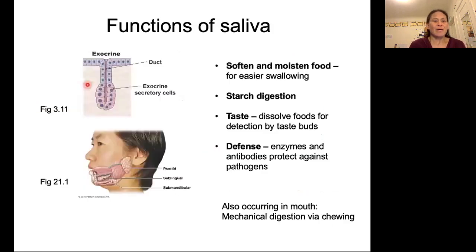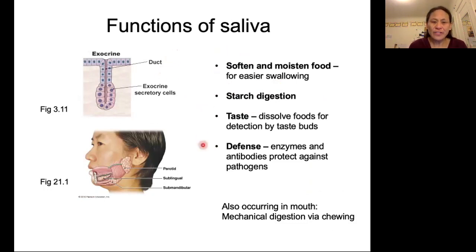Now let's talk about some of the functions of saliva. One function is to soften and moisten your food for easier chewing and swallowing. That's where the water and the mucus come in. Another function of saliva is starch digestion. We have an enzyme in our saliva called amylase, which takes starch and breaks it down into smaller carbohydrates.